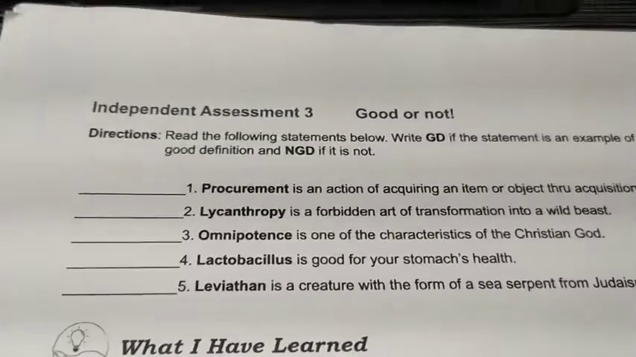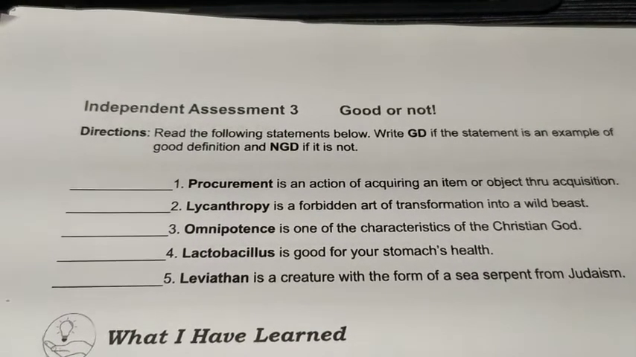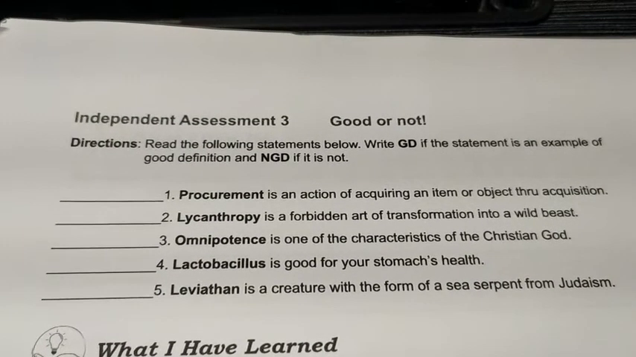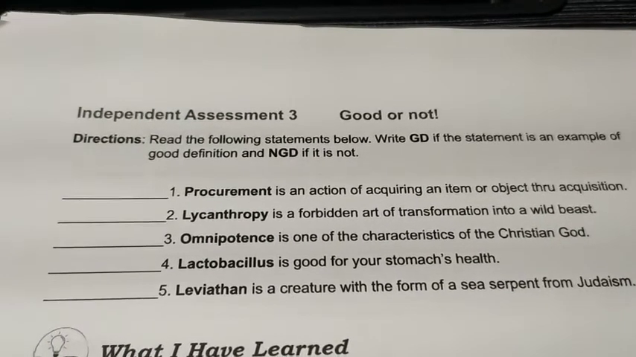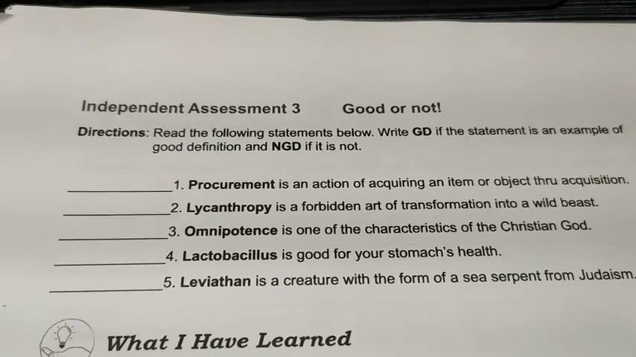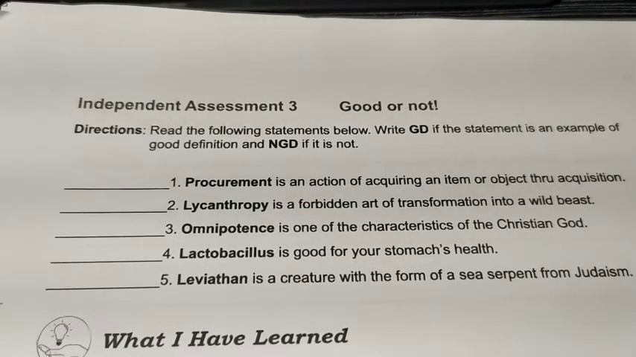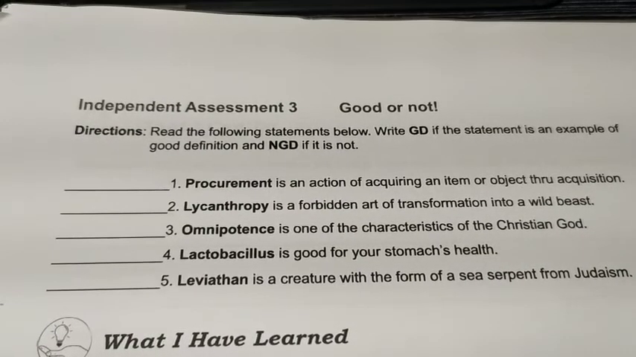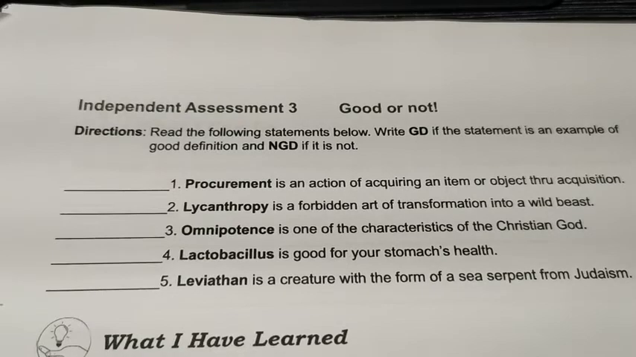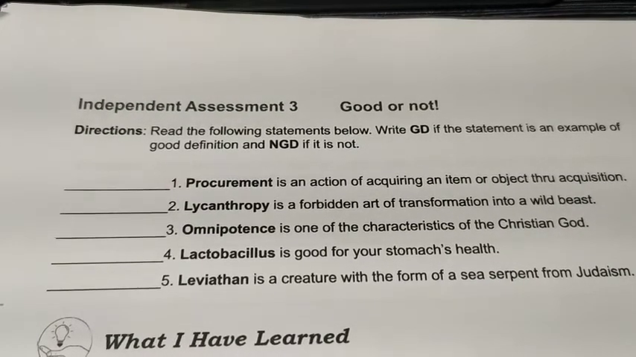Then for independent assessment number 3, good or not, read the following statements below. Write GD if the statement is an example of a good definition, and NGD if it is not. So you will base it on either pattern 1 or pattern 2. As long as it followed the pattern, it will be a good statement or good definition. However, if the item is not following any of the patterns that we have discussed a while ago, then you will write NGD.